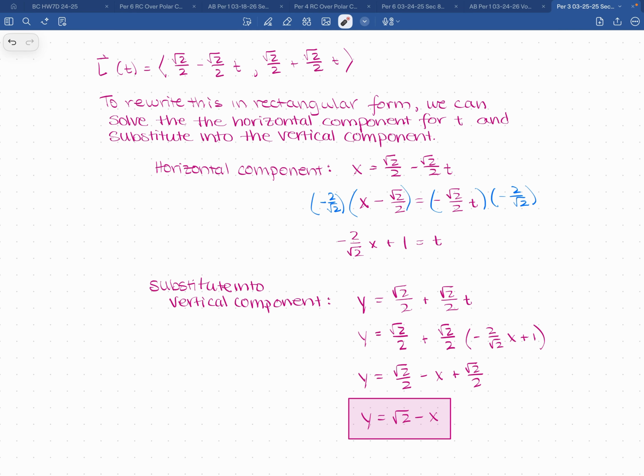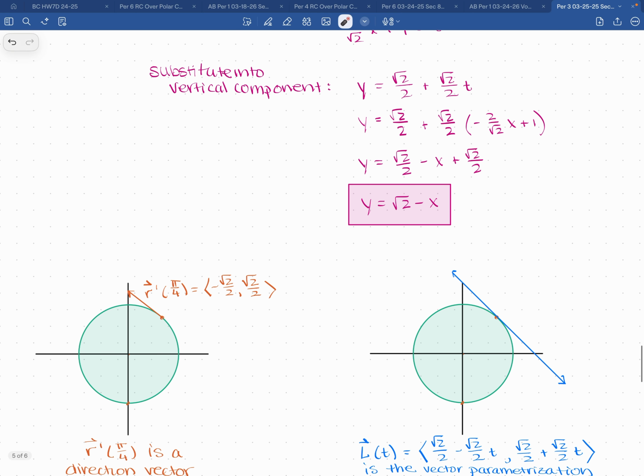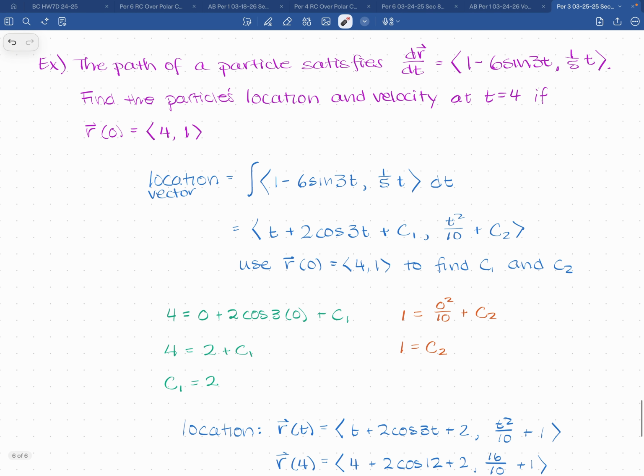We're going to do one more example. So, last example, the path of a particle satisfies this. Find the particle's location and velocity at t equals 4 if r of 0 equals the vector 4, 1. So, what does this mean? Well, this is the derivative, and it says the path of a particle satisfies this. We want to find the particle's location and velocity at t equals 4 of this.